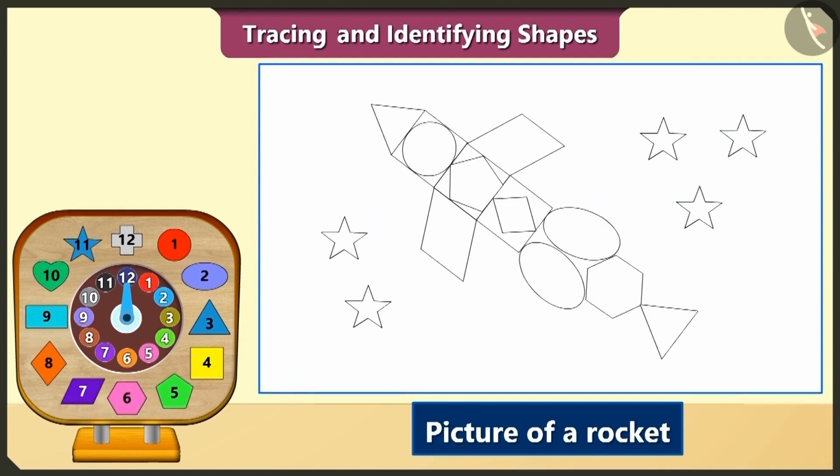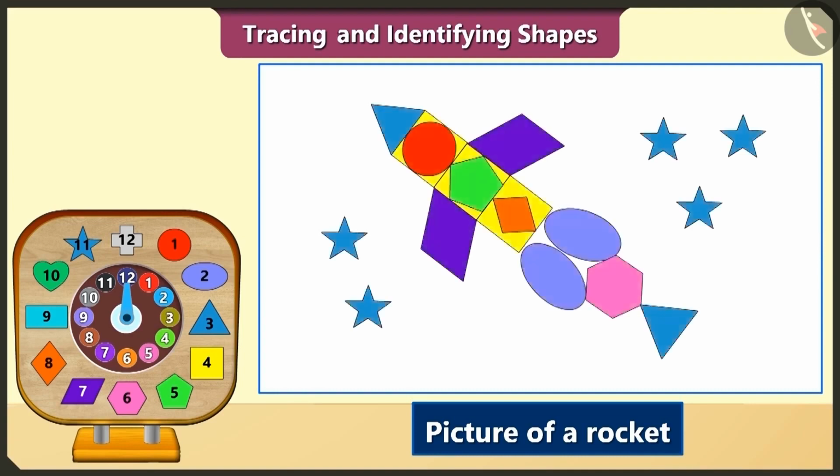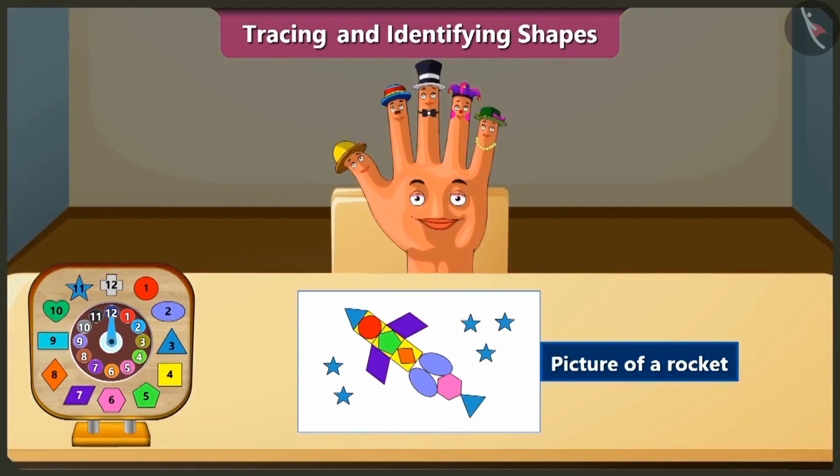Mr. Pointer, if we fill the colors in this drawing, then how would it look? If we fill the shapes we drew, it will look like this. Isn't it looking beautiful, Thumbkin? Oh wow! Friends, you can also draw some more pictures like this by tracing different shapes.